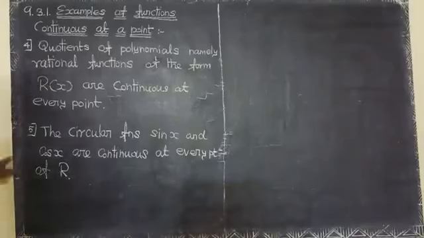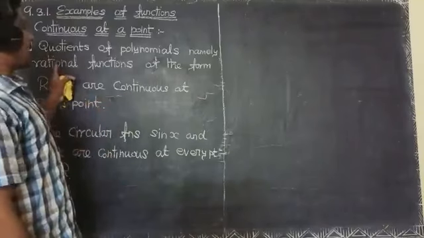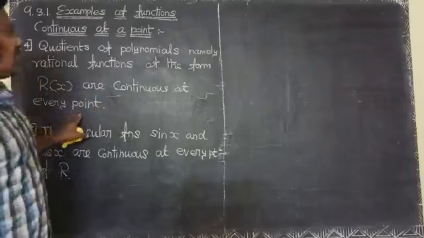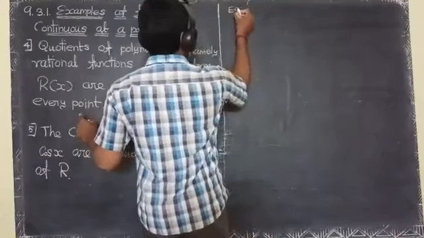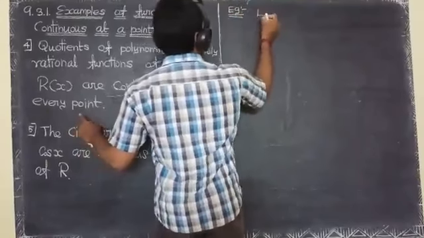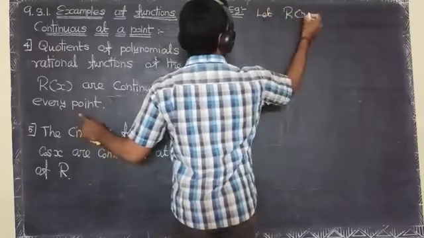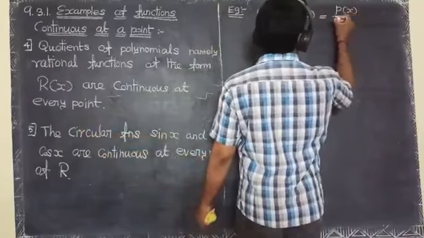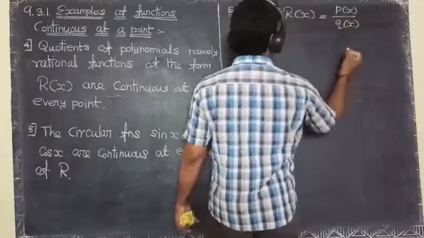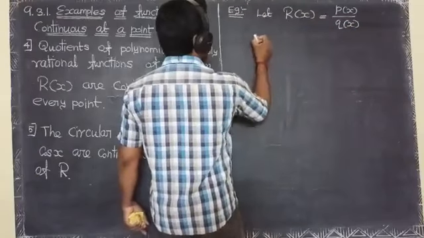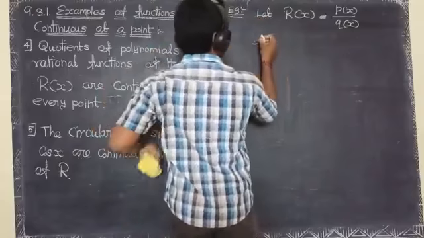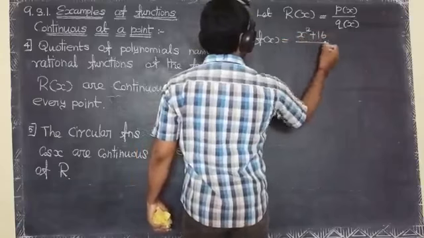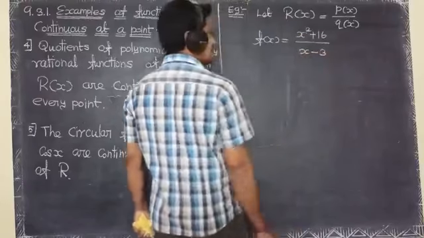Next, quotients of polynomials, namely rational functions of the form R of x, are continuous at every point where defined. For example, let R of x be a rational function with expression p of x divided by q of x. For example, R of x, that is f of x, equal to x square plus 16 divided by x minus 3.